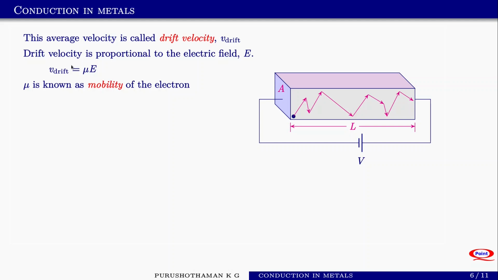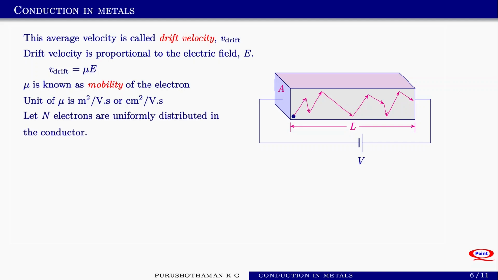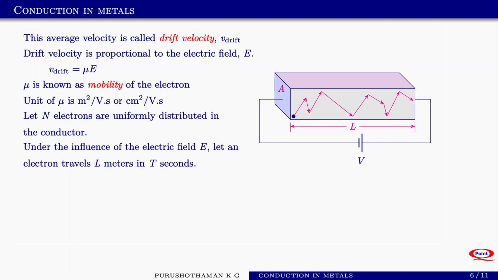So you can write drift velocity is equal to a proportionality constant mu into E, the electric field, where mu is known as the mobility of the electron. It is measured in meter square per volt second, or practically in a smaller unit, centimeter square per volt second. Let there be n electrons uniformly distributed in the conductor. The length of the conductor is L and the area of cross section is A.